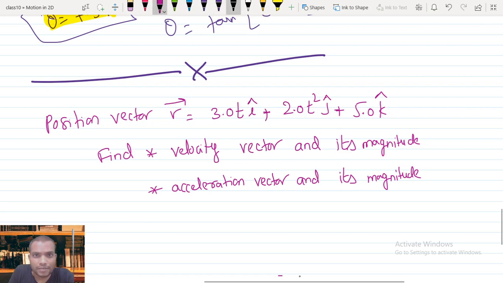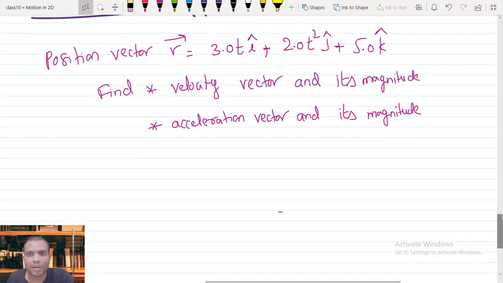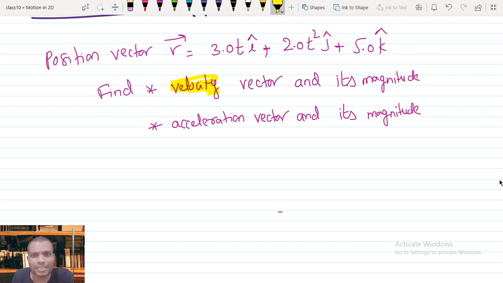The problem which is given here: a position vector r equal to 3.0 t i cap and 2.0 t square j cap and 5.0 k cap. So that is the position vector of a location. We need to find the velocity vector and its magnitude, and the acceleration vector and its magnitude.